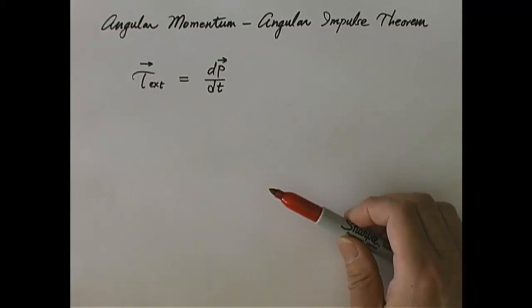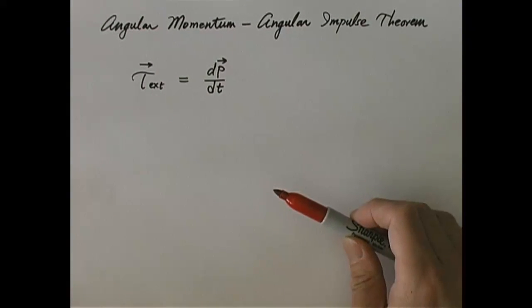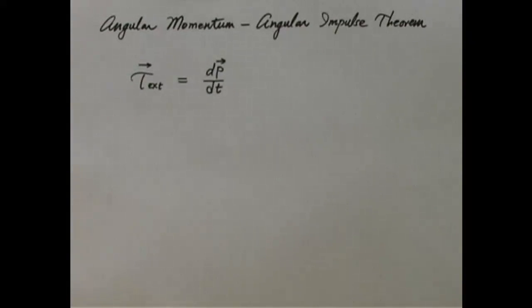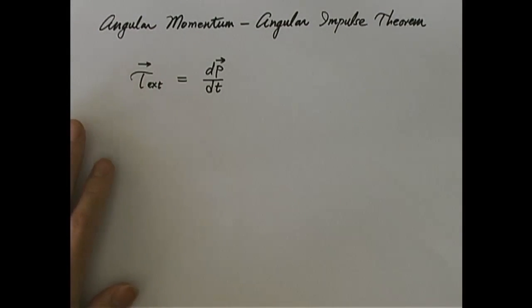How much does it change if the torque provided by an external source is not 0? Well, that's something we're going to study now. And the result is the so-called Angular Momentum-Angular Impulse Theorem. Remember the Momentum-Impulse Theorem that we learned in Chapter 9 for linear collision, for collision which changes linear momentum? Okay, what we had was this.